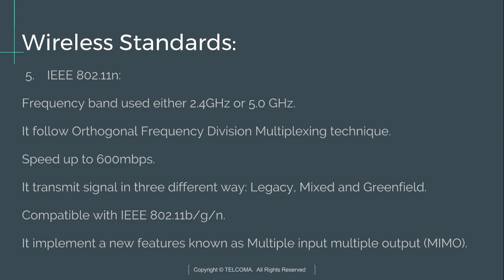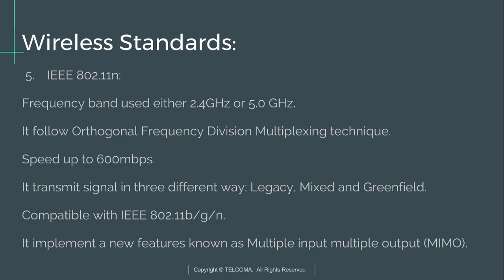In this, the WAP sends special packets that support the older or previous versions. And the next is the greenfield mode. In this, the WAP will only process the 802.11n frame. It means it only supports devices which are designed according to the IEEE 802.11n standard. So this means it is compatible with the previous versions, that are IEEE 802.11b, IEEE 802.11g and IEEE 802.11n.